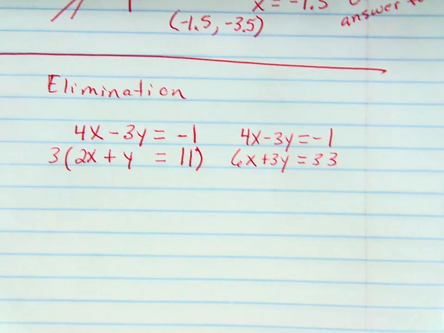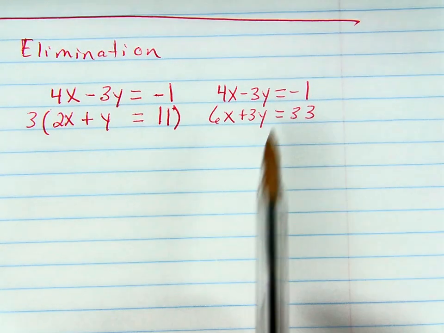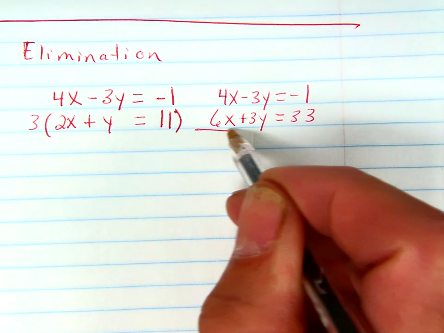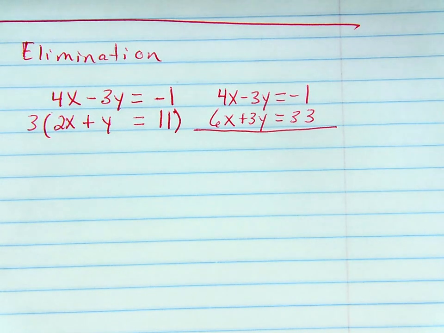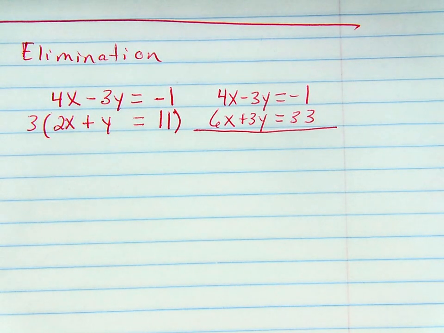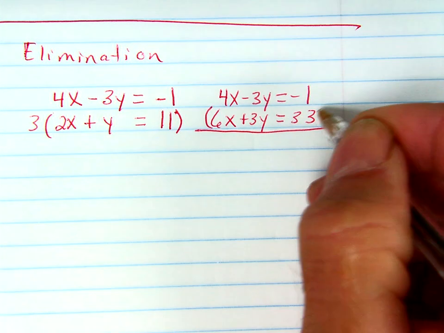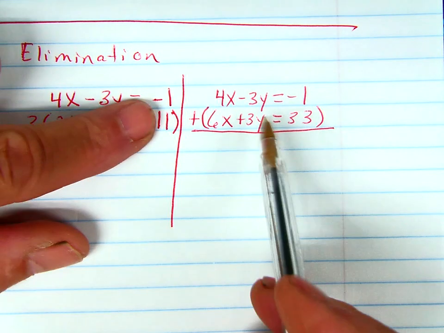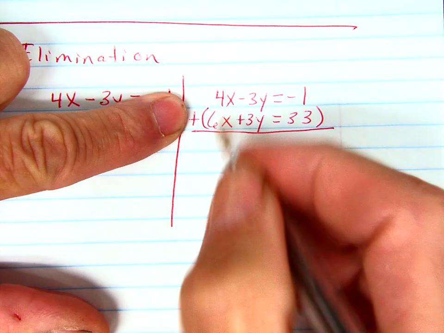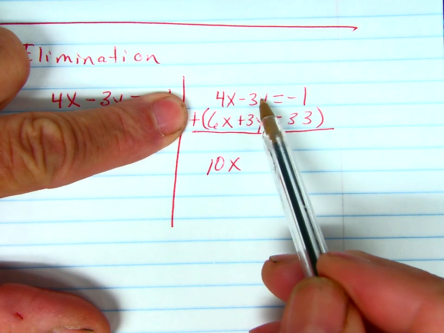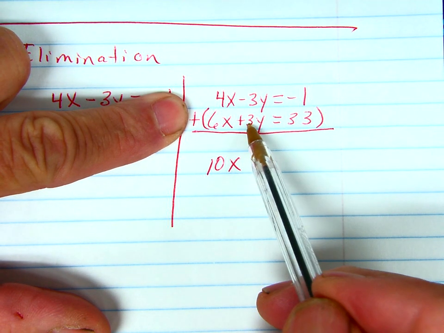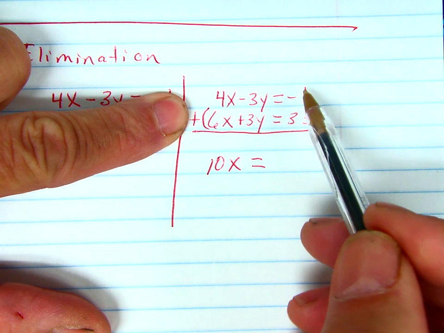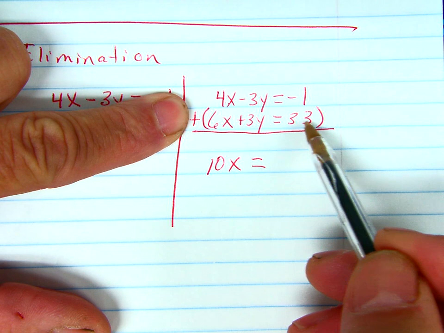The logic part of this is, now that your y's both have the same number in front of them, do you need to add the two equations together to make the y's go away, or do you need to subtract? You need to add. So I'm going to put this in parentheses with the plus sign on the outside. So 4 plus 6 is 10, 10x. Negative 3 plus 3 is 0, so the y's went away. And negative 1 plus 33 is 32.